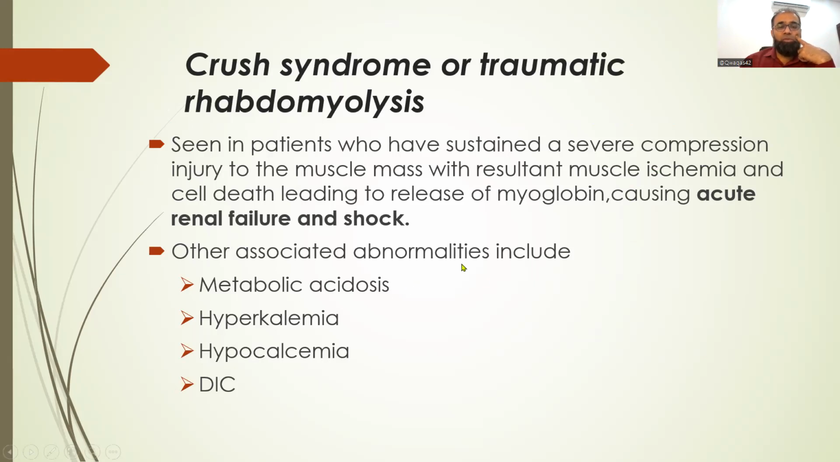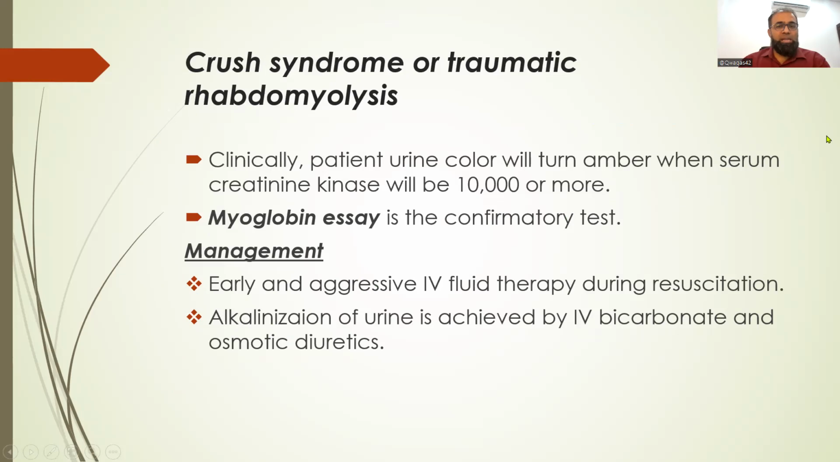Okay, so the abnormalities you have are metabolic acidosis, hyperkalemia, hypocalcemia, and DIC, disseminated intravascular coagulation, that can be life-threatening. Clinically, you will see amber colored urine, and the CK level will be more than 10,000. Okay, and myoglobin assay is a confirmatory test. So we will advise CK level, creatine kinase level, and myoglobin assay.